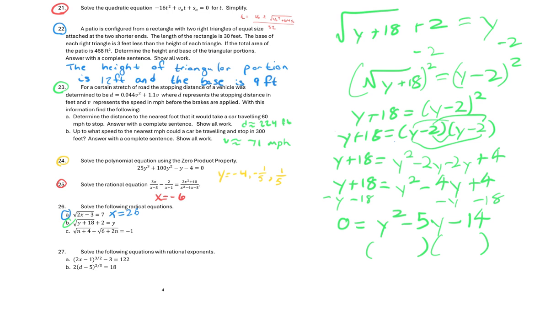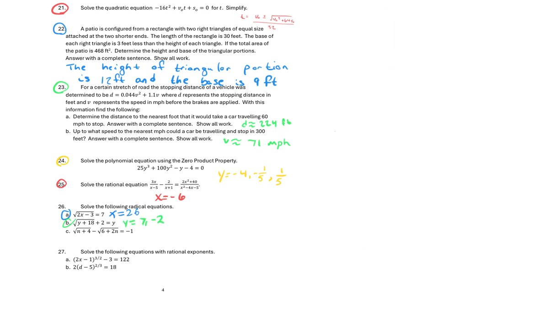Negative 2 positive 7. But those are not going to add up to give us the correct number. So we're going to think about negative 7 positive 2, right? That's going to give us that negative 14. Negative 7 plus 2 is going to give us that negative 5. So we're going to have y minus 7, y plus 2 equal to 0. So we want to set both of them equal to 0. y minus 7 equals 0 and y plus 2 equals 0. That's going to make y equal to 7 and y equal to negative 2.